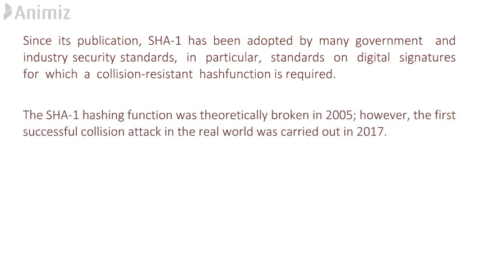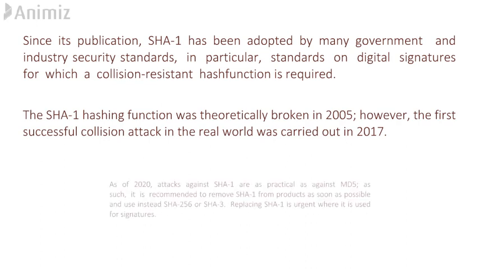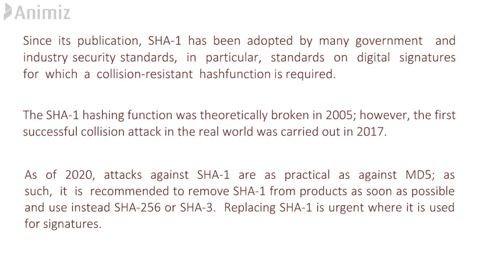The SHA-1 hashing function was theoretically broken in 2005, however, the first successful collision attack in the real world was carried out in 2017. As of 2020, attacks against SHA-1 are as practical as against MD5. As such, it is recommended to remove SHA-1 from products as soon as possible and use SHA-256 or SHA-3 instead. Replacing SHA-1 is urgent where it is used for signatures.